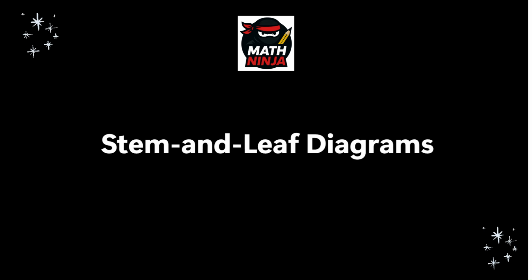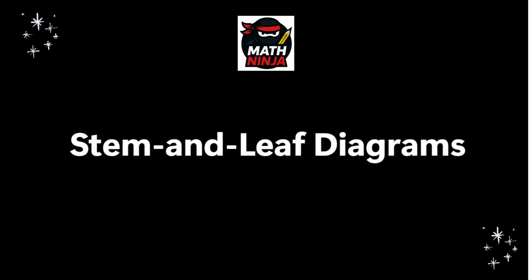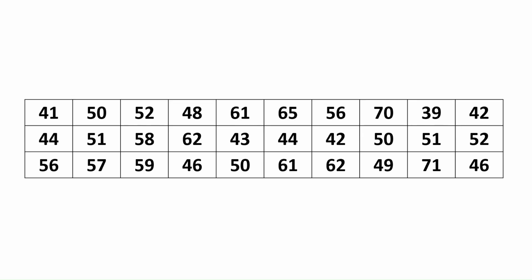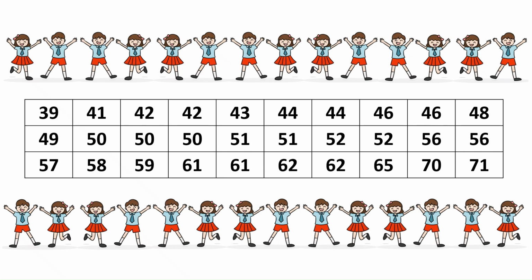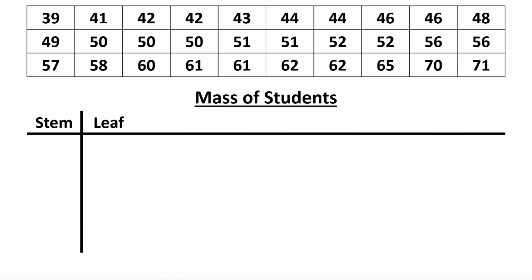In this video, we will learn about stem and leaf diagrams, how to read them, as well as their advantages and disadvantages. This is the raw data of the masses of 30 students. To make sense of the dataset, we need to start by organizing it. Let's start by arranging the data values in ascending order. Now let's proceed to organize the data from the table to form a stem and leaf diagram.